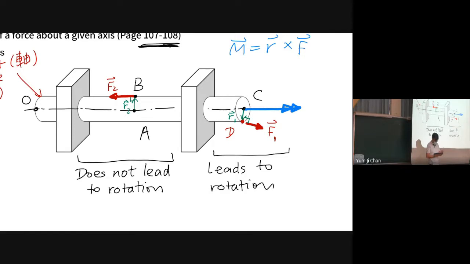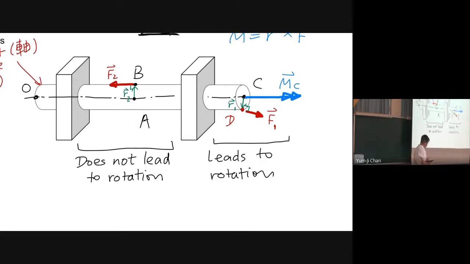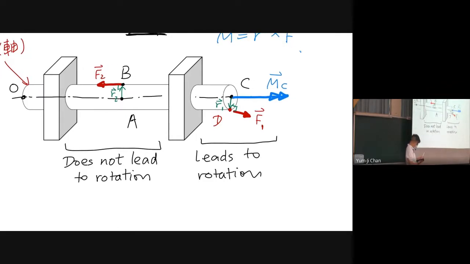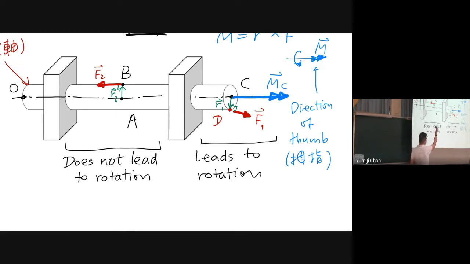This is M, I would say MC. We write it as a double arrow pointing in the direction of the thumb. I think it sounds logical, right?